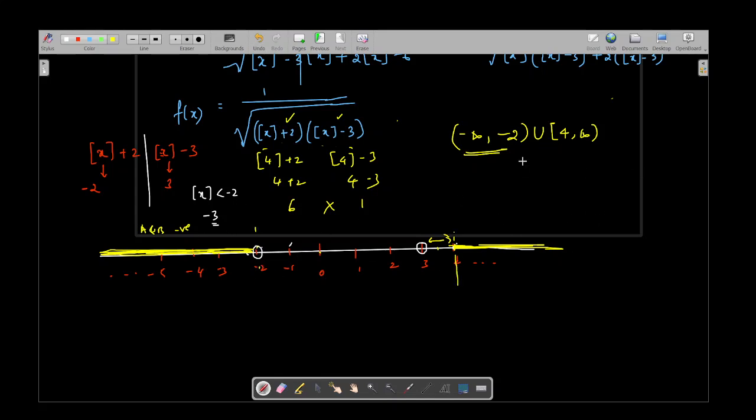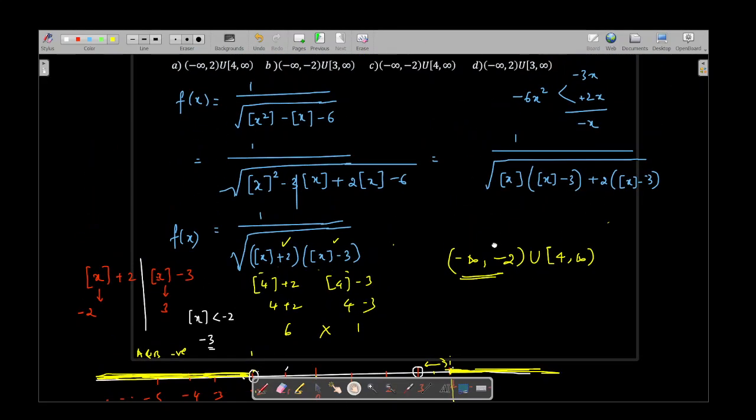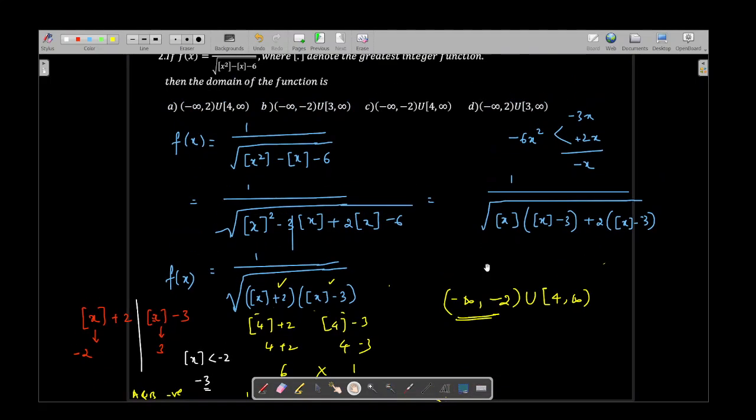So the domain for this function f of x is minus infinity to minus 2 union 4 to infinity. So this is my answer.